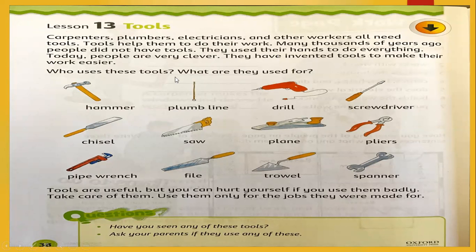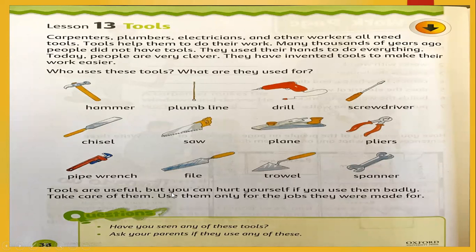Who uses these tools? What are they used for? There are pictures of different tools. Look: hammer, plumb line, drill, screwdriver, chisel, saw, plane, plier, pipe wrench, file, trowel, spanner.